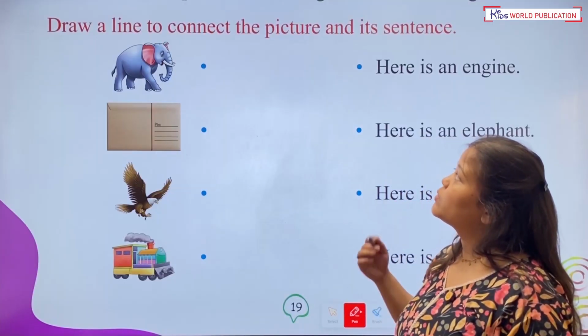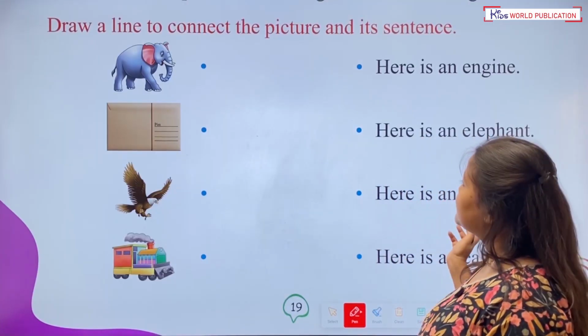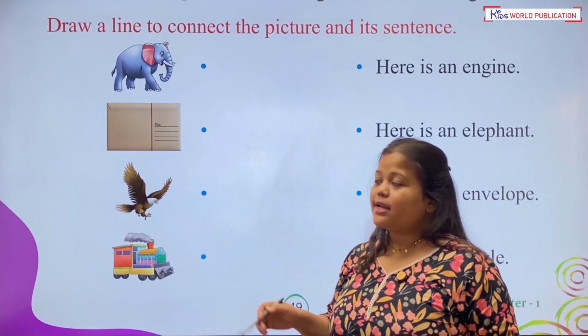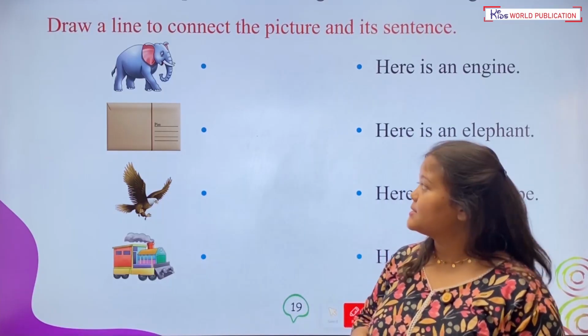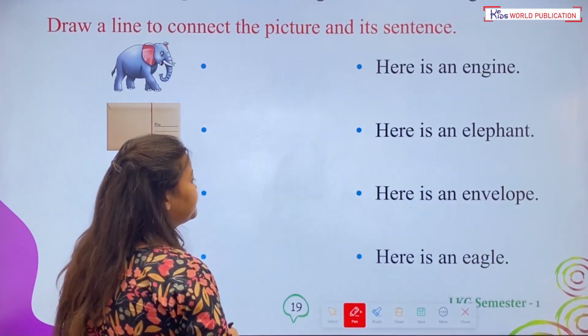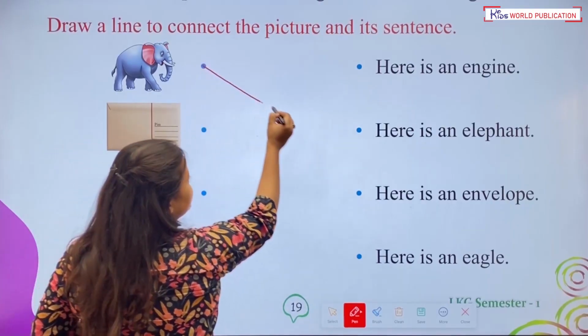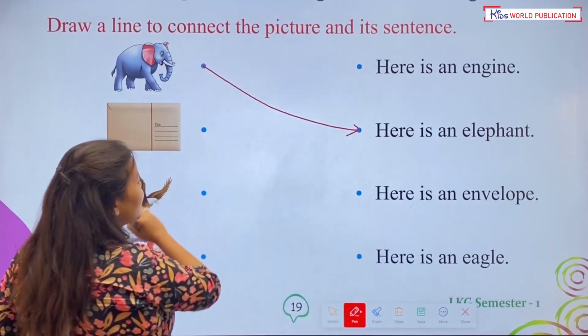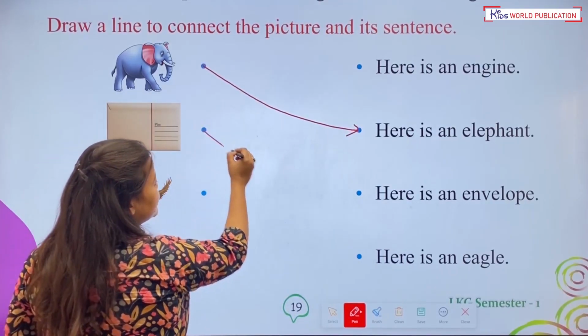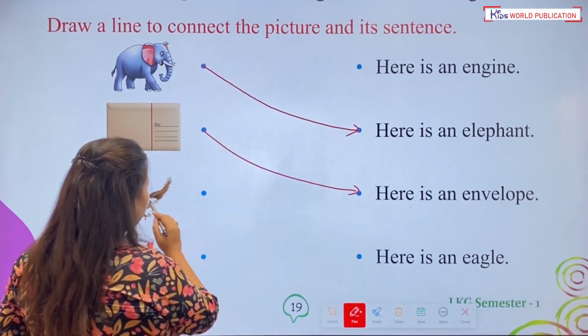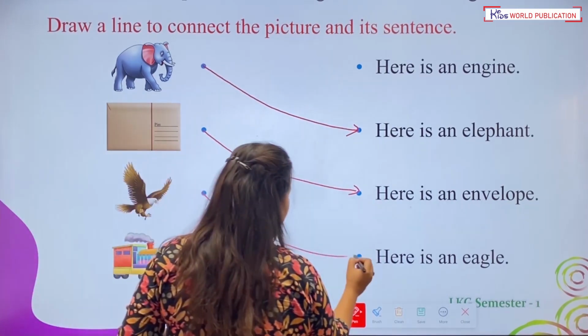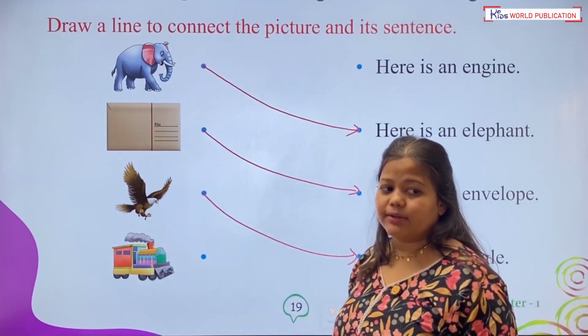Draw a line to connect the picture and its sentence. So kids, let's connect the picture to its sentence. Elephant. Here is an elephant. Envelope. Here is an envelope. Eagle. Here is an eagle.